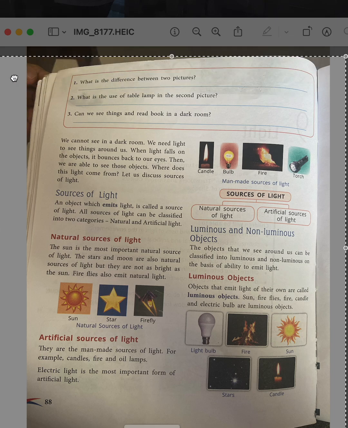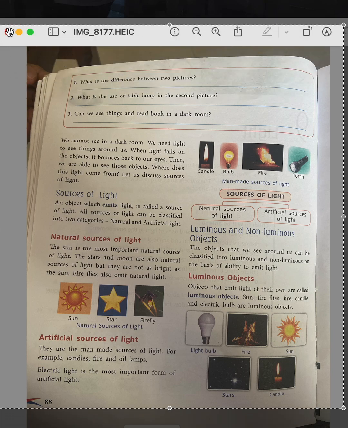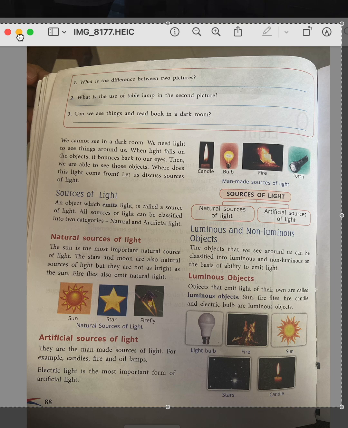Okay? Now, let's look at what are non-luminous. One second.